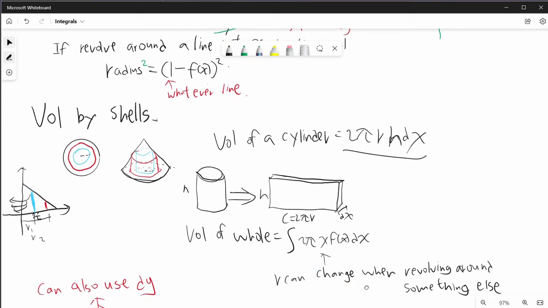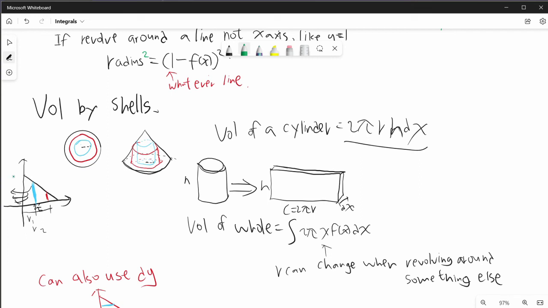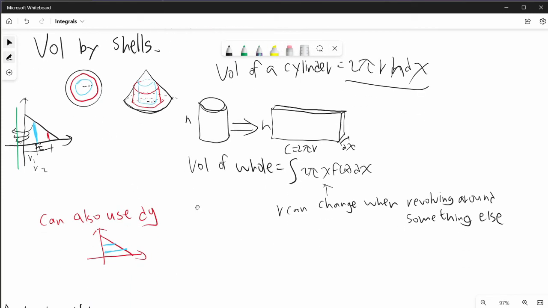Sometimes r can change, right? If you're revolving around something like, let's say, x equals -1, then you need to consider that it would be x minus -1, as in it's the distance away from that line of revolution. So that might be something to be careful of. Know what you're revolving around.